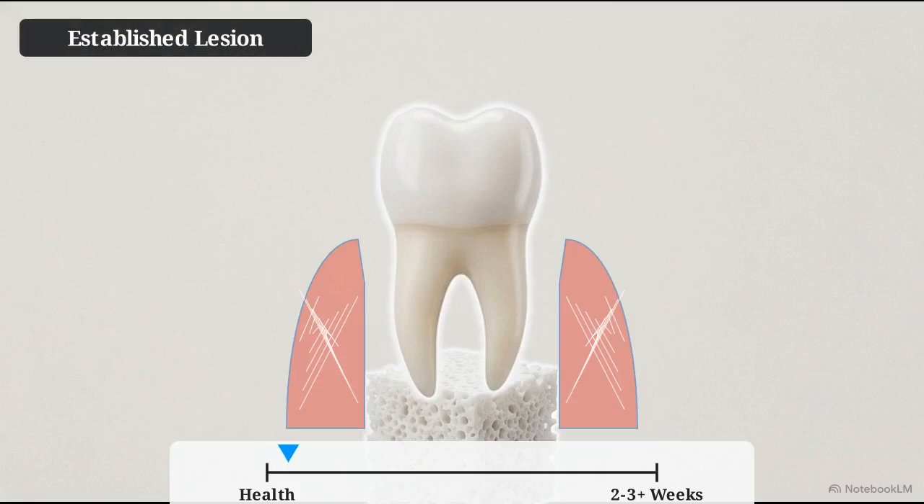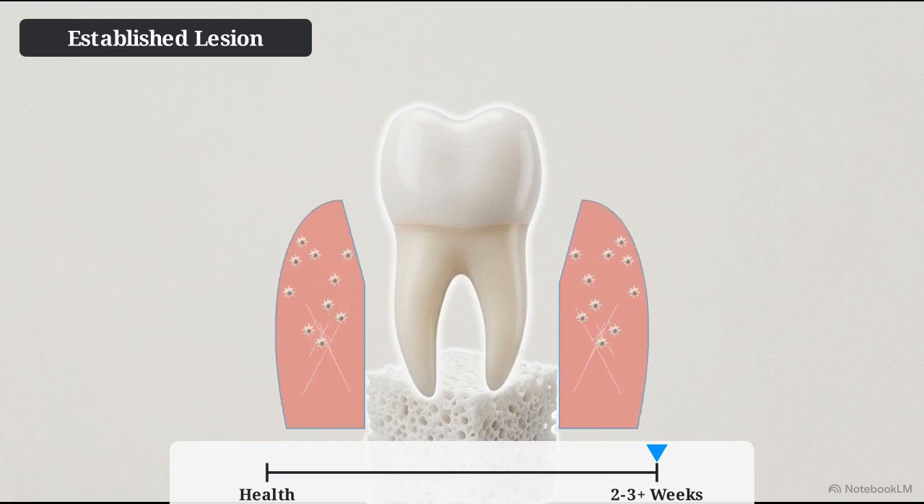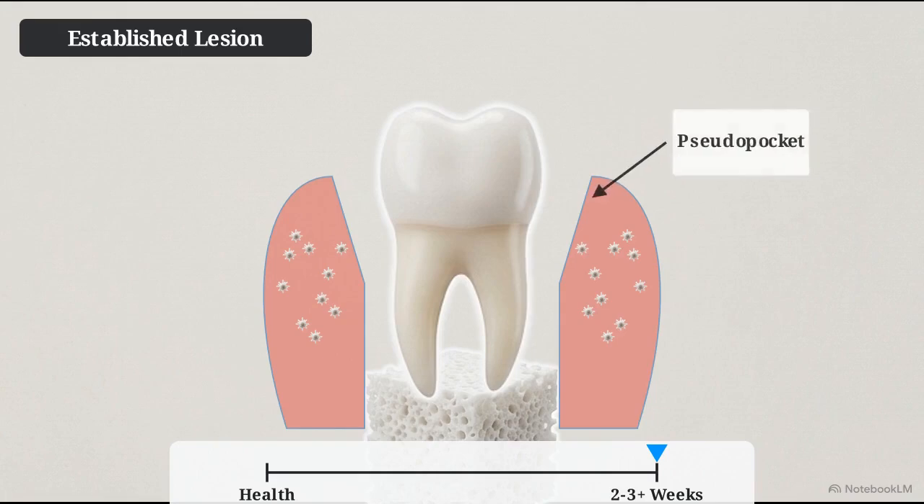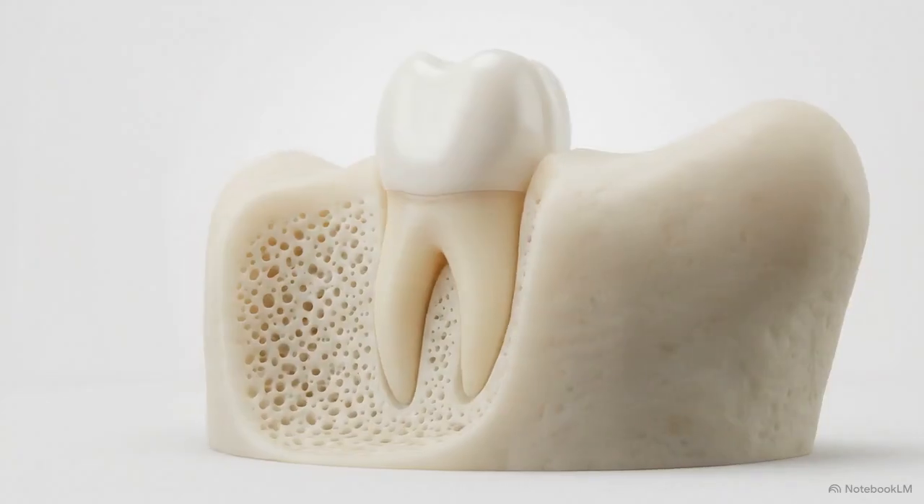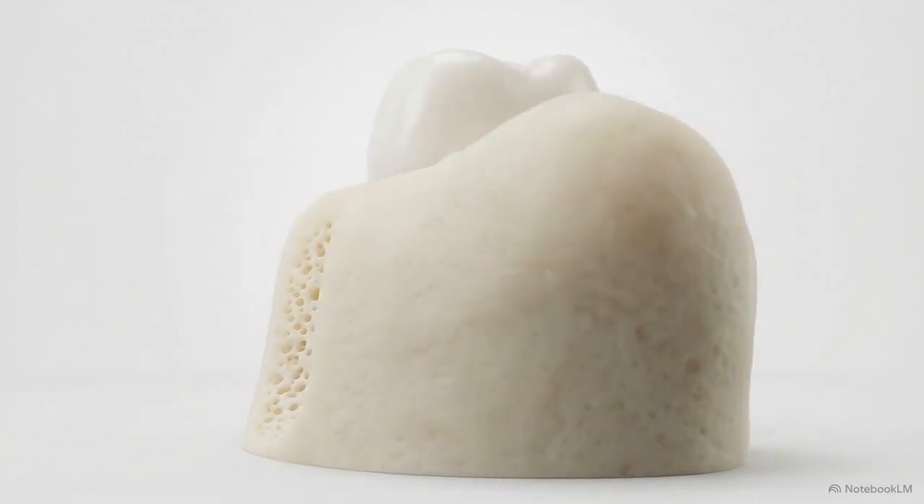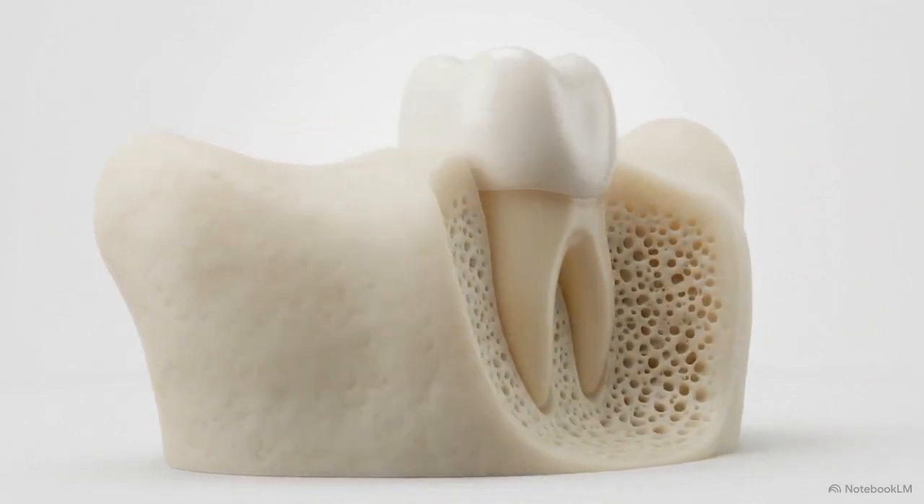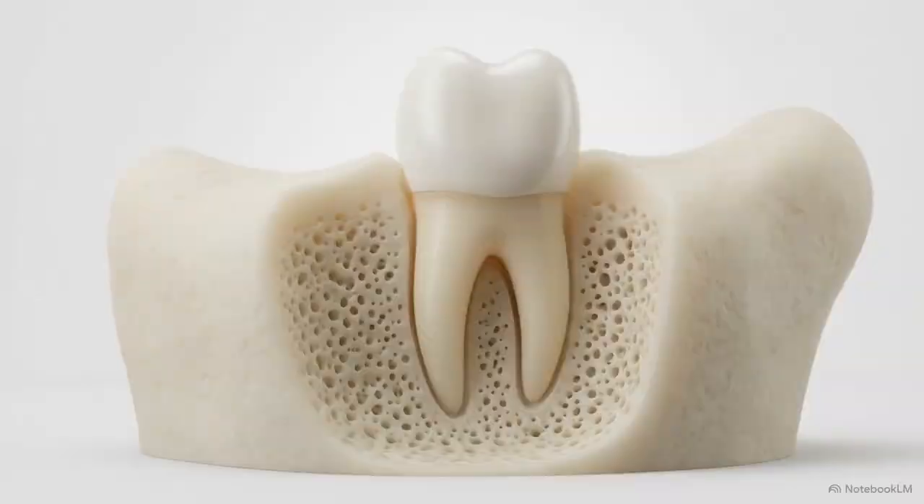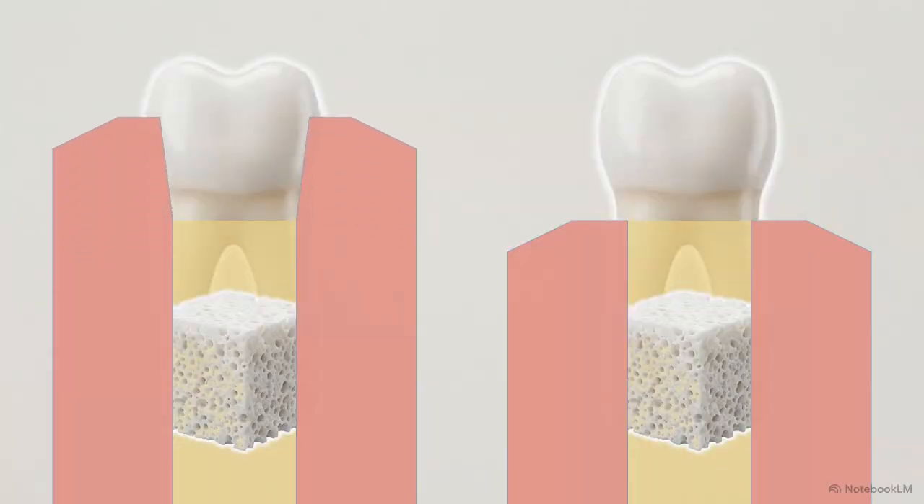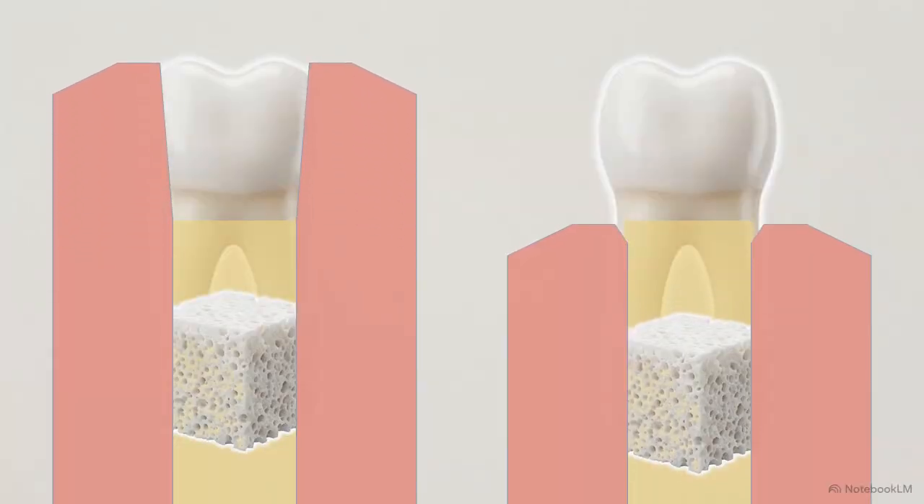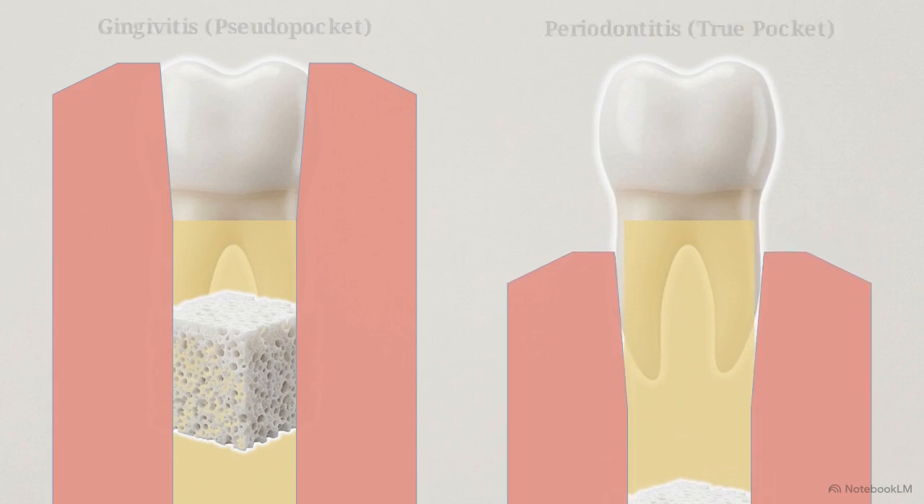The established lesion appears after 2 to 3 weeks, with plasma cells dominating the immune response. The gingival margin swells outward as edema increases, and more collagen is lost. Even with this internal collagen destruction and outward swelling, the deep architectural foundation of the tooth remains untouched. Edema pushes the gingival margin coronally over the enamel, unlike periodontitis, where tissue migrates apically.